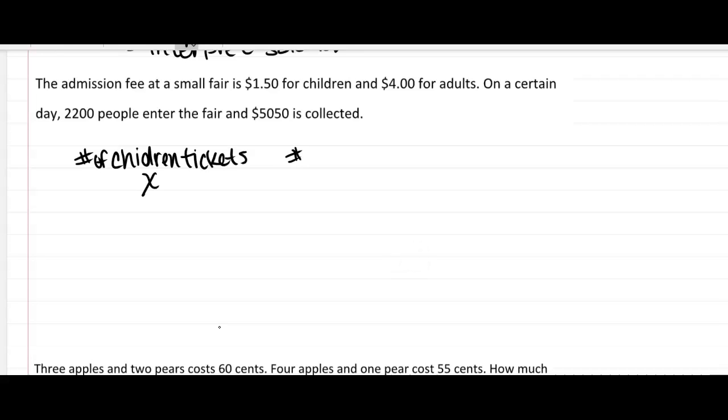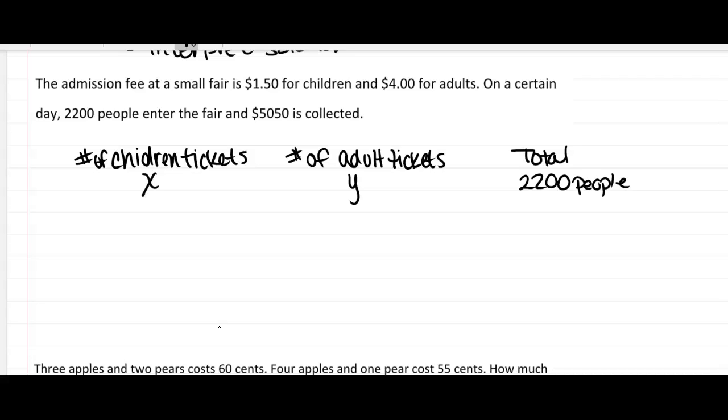Then we're also having the number of adult tickets. Also don't know the quantity, so we're going to call that Y. On a certain day, 2,200 people enter the fair, so that's a total. We've got a total of 2,200 people, and we also have a total for the money collected, which is 5,050. So those two totals basically tell us the types of equations we're going to have. The first one is going to have to do with the number of people. The next one will have to do with the dollar amount.